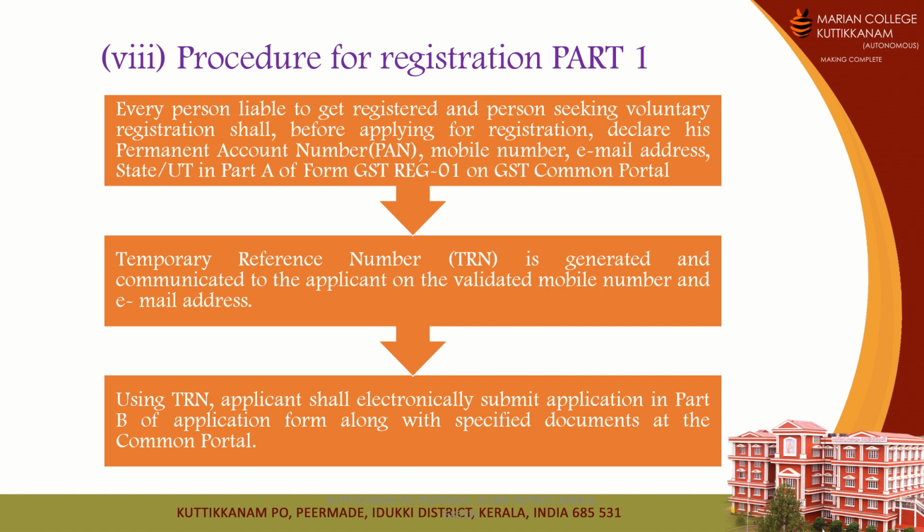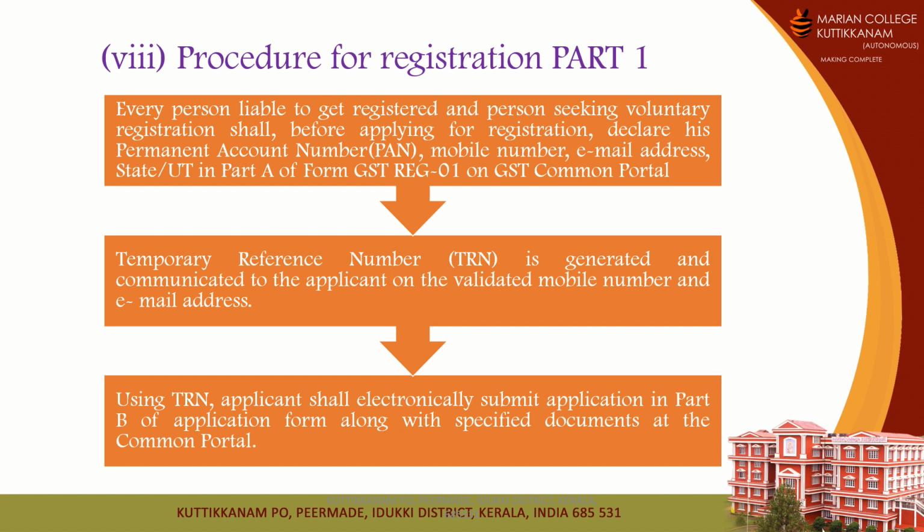So in the last video I mentioned that for each and every process, for application, for amendment, for cancellation, or for issuing each and every notice or order, there is a particular prescribed format. This is the first prescribed format, that is part A of form GST REG01, where the person who is liable to get registered should declare his PAN number, mobile number, email address, and state or union territory. This is the first step.